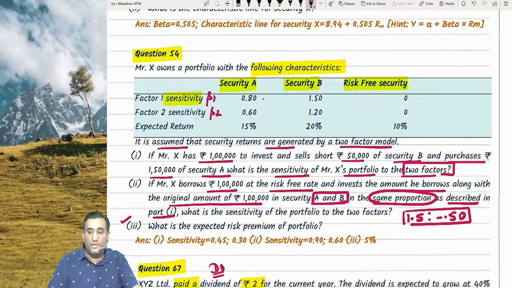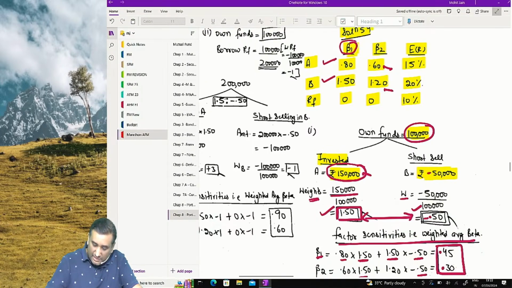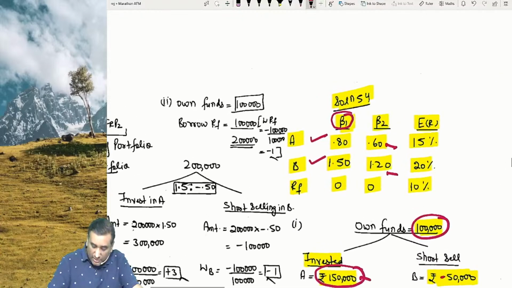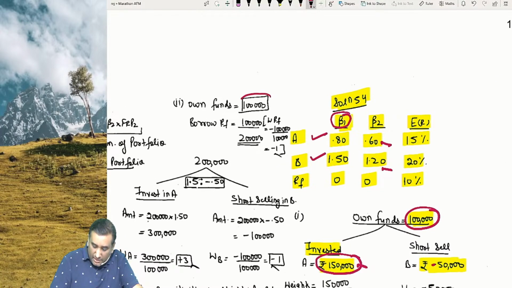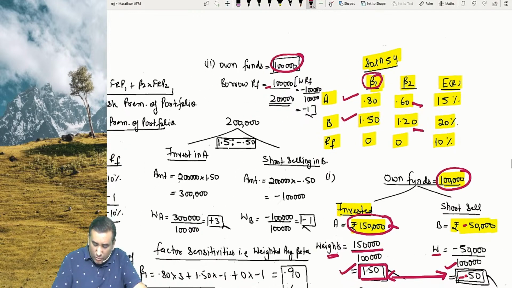Will invest 1.5 is to minus 0.5. If I go back now and try to check, and then again he's saying factor sensitivities. Look at this part please. 1 lakh he has owned, 1 lakh he borrows. Borrowing will have a negative weight because when you invest you get the return, but when you borrow you will have to give the interest. So this will have a negative weight, will come back, don't worry.